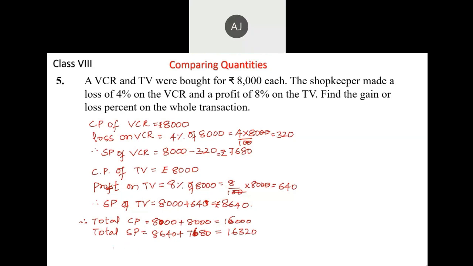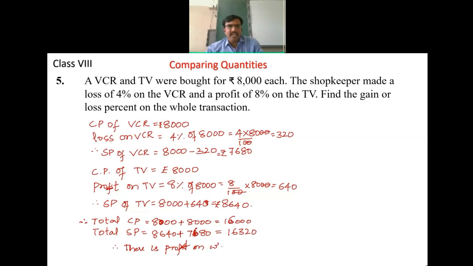Therefore, the profit is equal to 320. There is a profit on the whole transaction. So the profit is 320. To find the profit percent, 320 divided by 16,000 into 100. We get it as 2%.